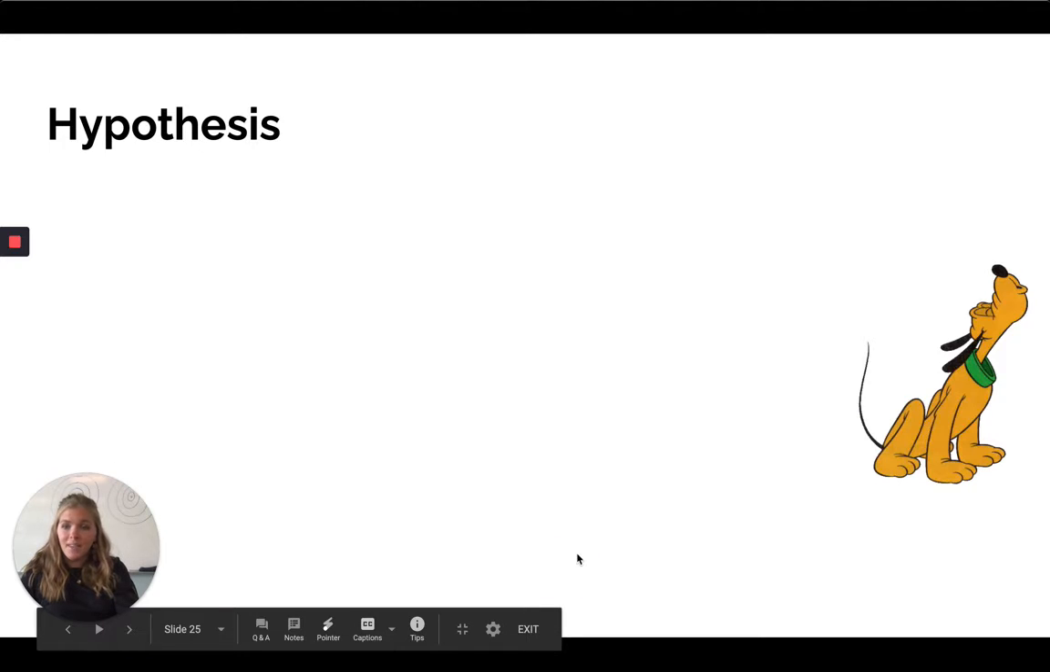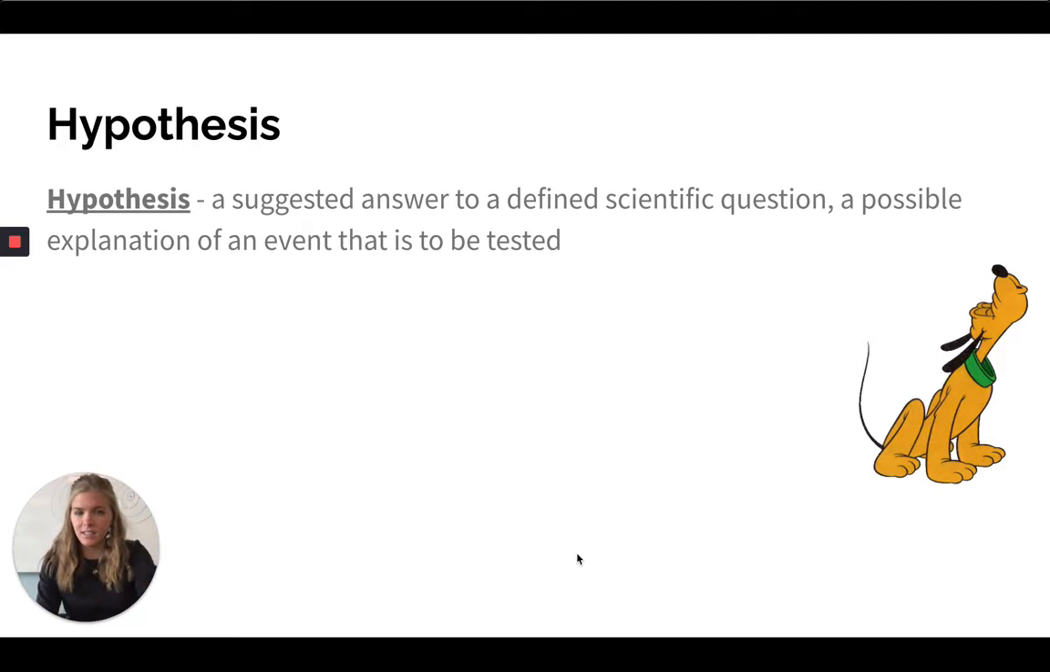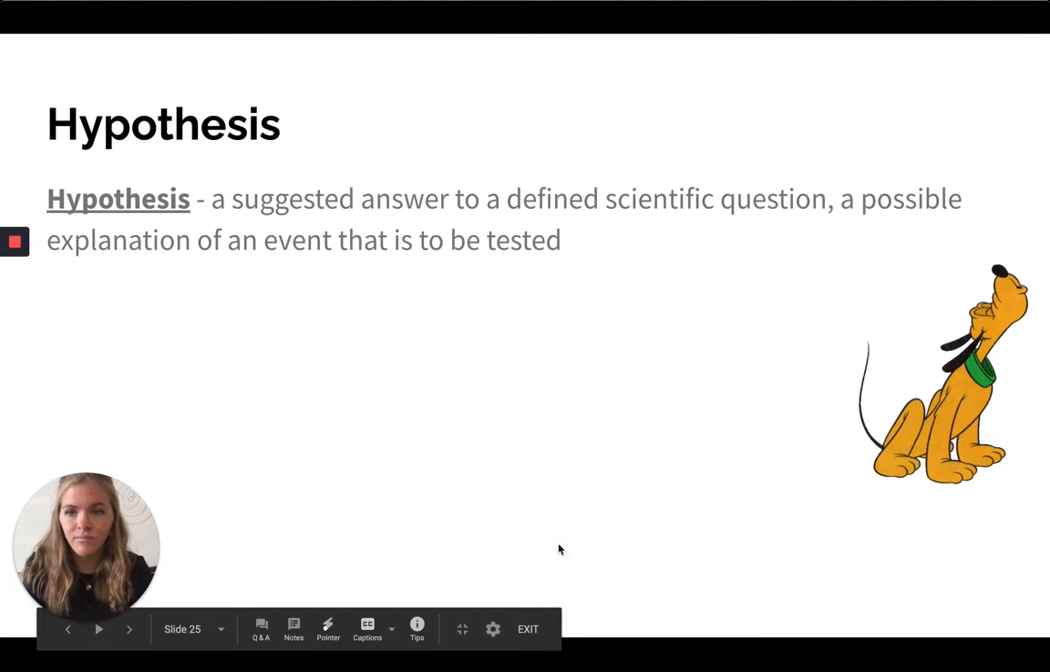So our last bit of notes today, looking at a hypothesis. A hypothesis is a suggested answer to a defined scientific question. It's a possible explanation of an event that is to be tested. You should be familiar with hypotheses, as we've written them a lot in chemistry.